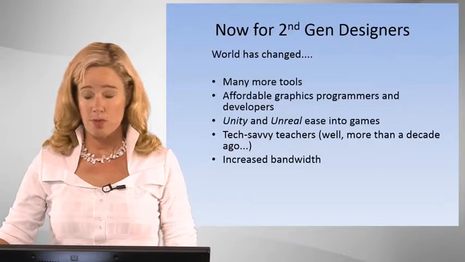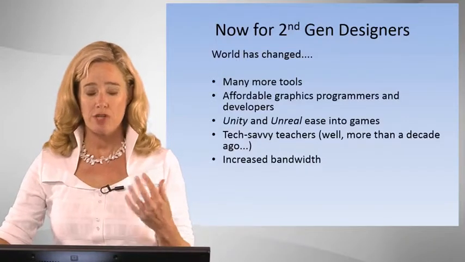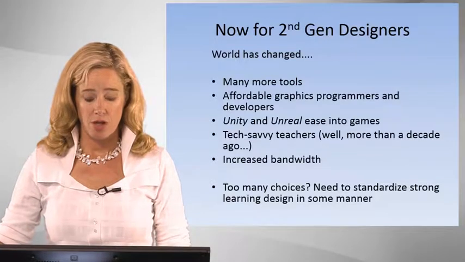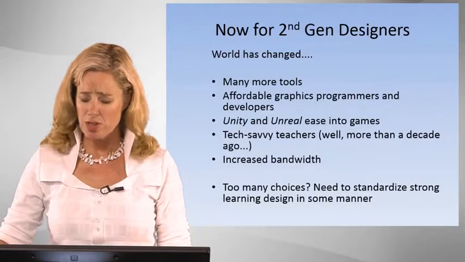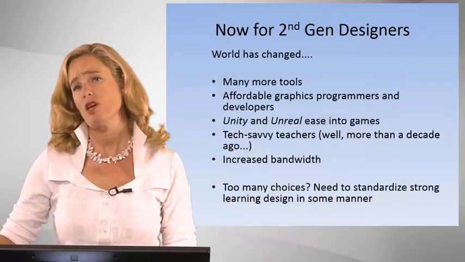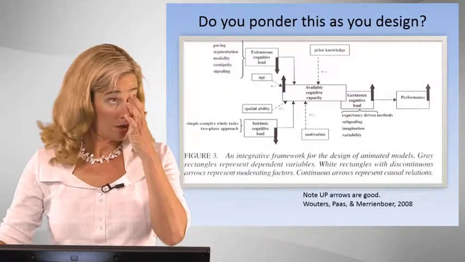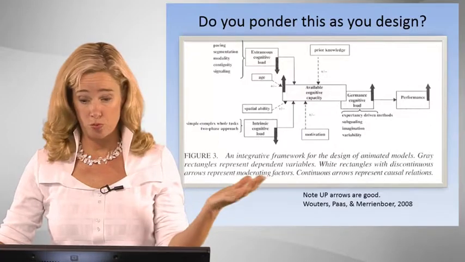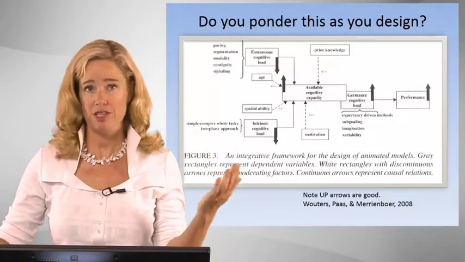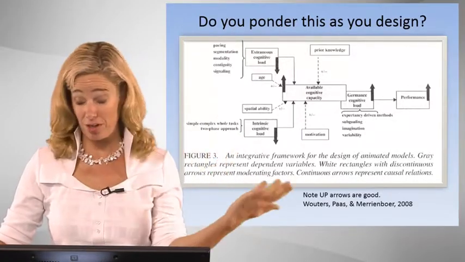Increased bandwidth means we can put so much more media-rich content out there. So really, once again, do we have too many choices? Maybe we need to standardize what a strong learning object would look like. So as you design, do you ponder constructs like this? And I'm not making fun of Wouters at all.